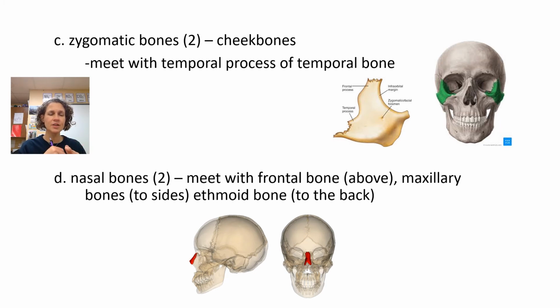All right, so the next set of bones are the nasal bones, and these meet with the frontal bone above. So they meet up here with your forehead, like between your eyes almost, and then the maxillary bones to the side, and internally to the back they meet with the ethmoid bone. And so these form really kind of just the top of your nose right here.